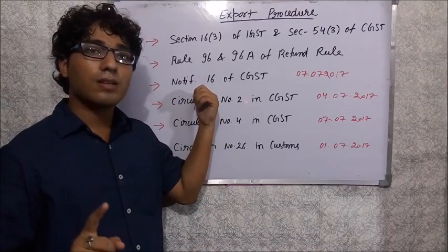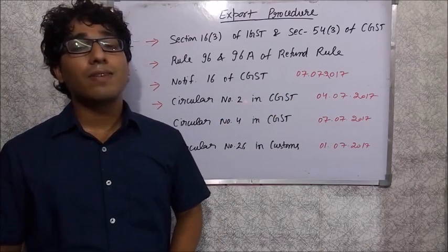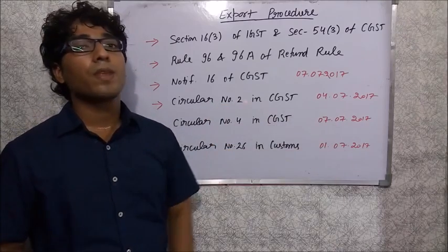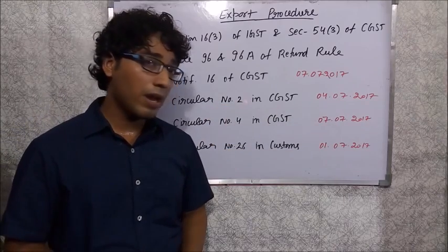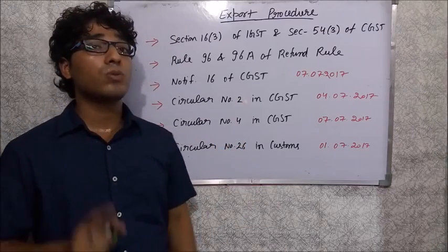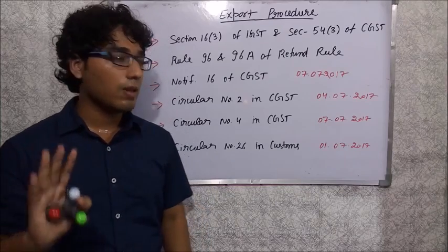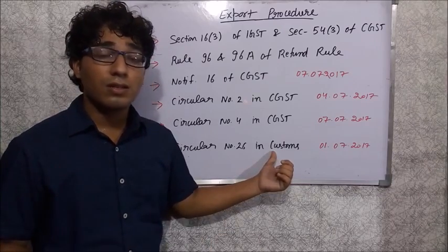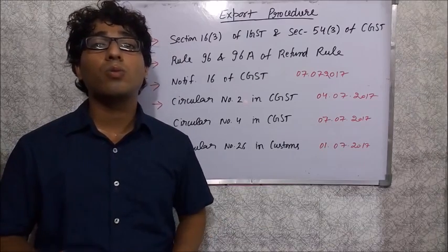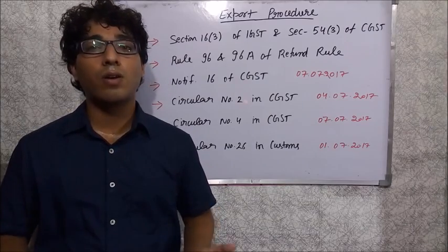Then we will discuss notification number 16 of the CGST Act, which was notified on 7 July 2017. And then circular number 2 in CGST, which was circulated on 4th July 2017, then circular number 4 in CGST, and then circular number 26 in customs, not in CGST or IGST. The customs circular number 26 gives you the idea of how to do the export in case you want to export your goods out of India.